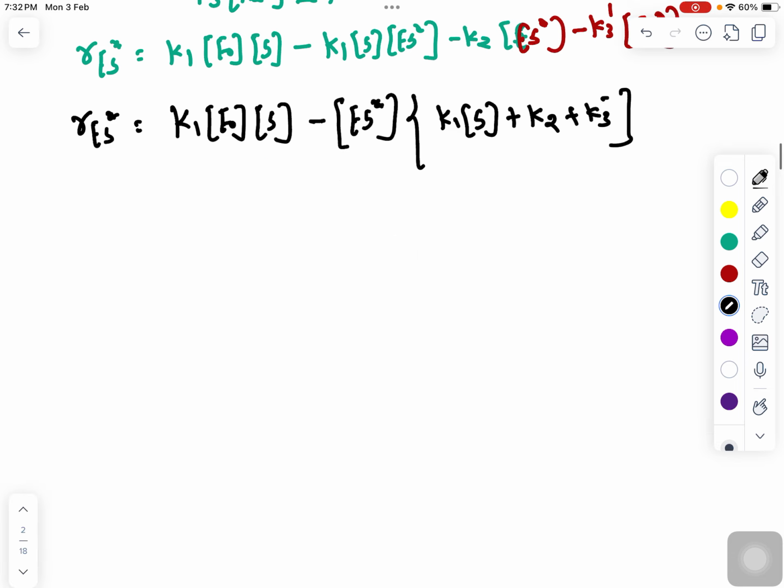Is that clear? So since ES star is a transition complex, if I use the steady state approximation, rate in terms of ES star will be equal to 0 for a steady state approximation.